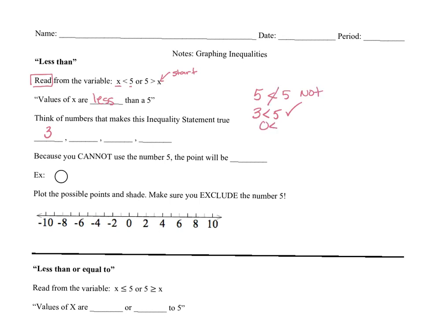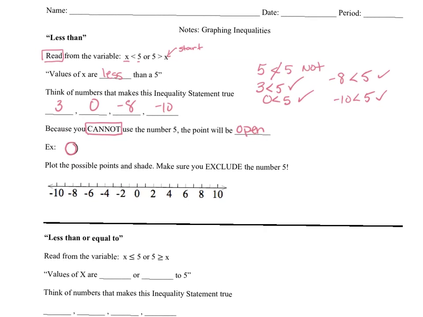Is 0 less than 5? Yes, this is true, so I can put in 0. Is negative 8 less than 5? Yes, that's true. Is negative 10 less than 5? Yes, that's true. So I can use any of those numbers. Because you cannot use the number 5, the point will be open. So when I graph it, I'm going to use an open circle, and that means it does not include the number 5. x is less than 5, so my arrow is going to go to the left.